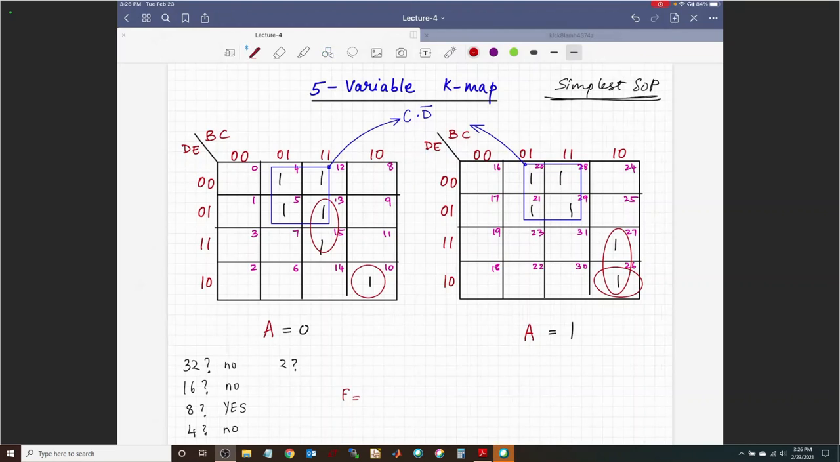So for this one, A is 0, so A complement. B is a 1, C is a 1. A is 0, B is a 1, C is a 1, D is changing, E is a 1. They look like singles. I would do it differently. All right, so we'll do that. We'll try to color code them.